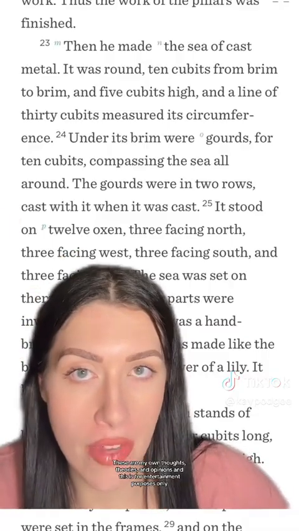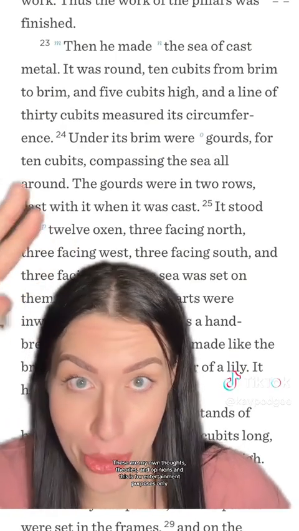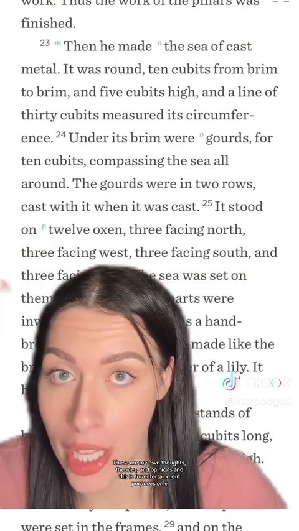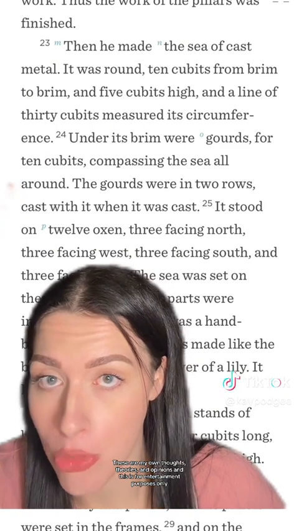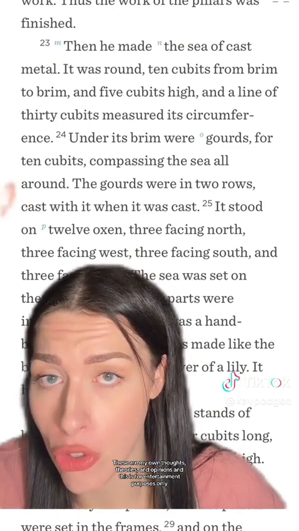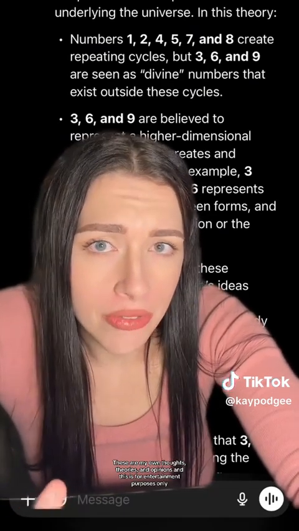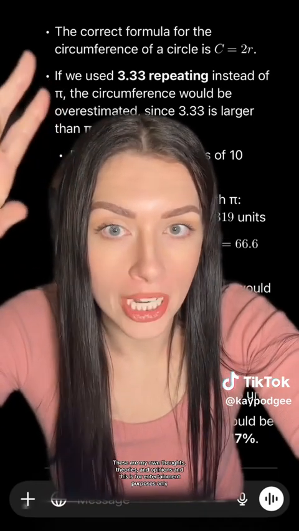So in Kings 7:23, it says, "Then he made the sea," I think this is the waters above, "of cast metal. It was round 10 cubits from brim to brim and 5 cubits high, and a line of 30 cubits measured in circumference." So I started plugging numbers into pi to see if these worked. Stick with me, this is all gonna pull together and it's crazy.